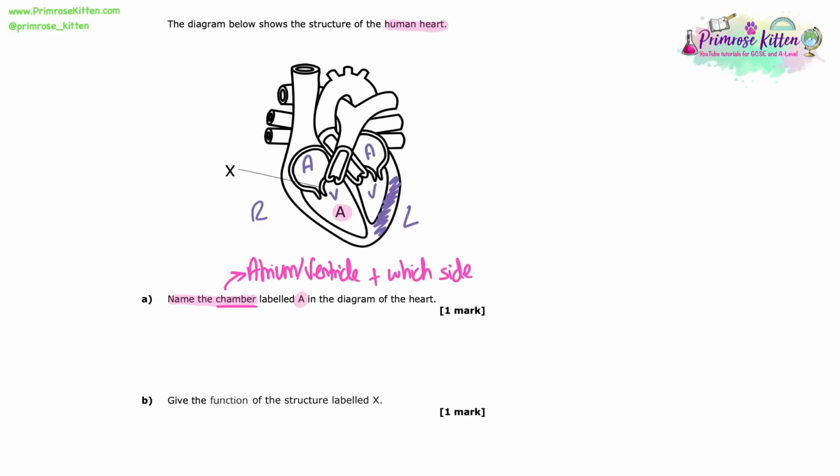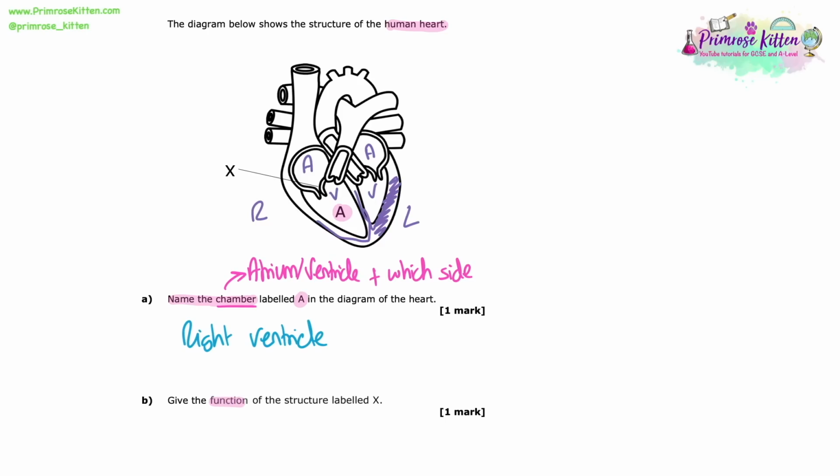Then always remember your atrium are at the top and the ventricles at the bottom. I remember it that A comes before V in the alphabet, so A goes on the top. But you can also think of the ventricles because they have this V shape. So they are V-shaped to the bottom, so that's why they are the ventricles. So A is therefore the right ventricle.